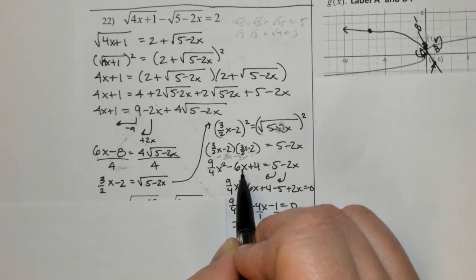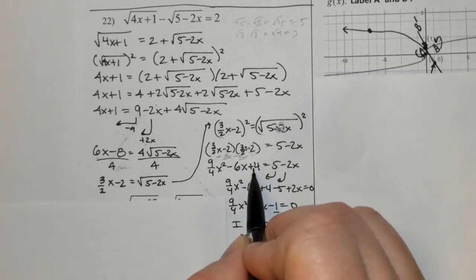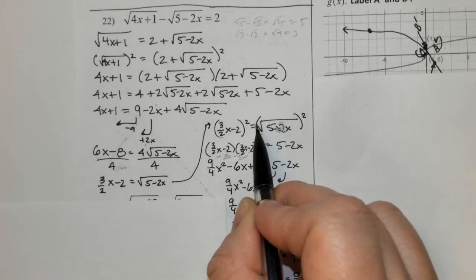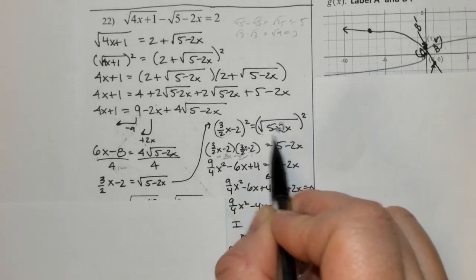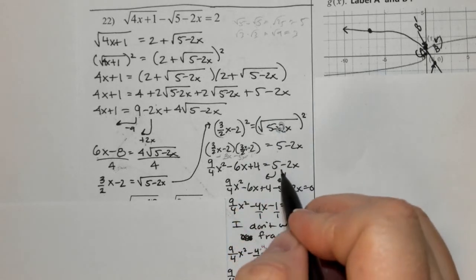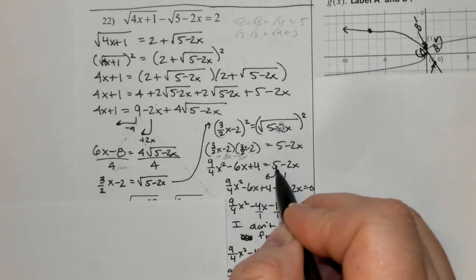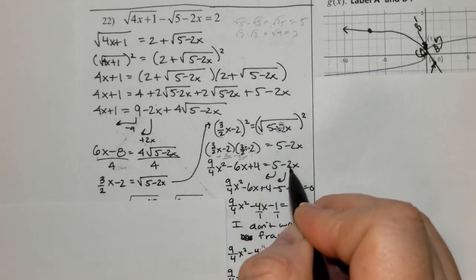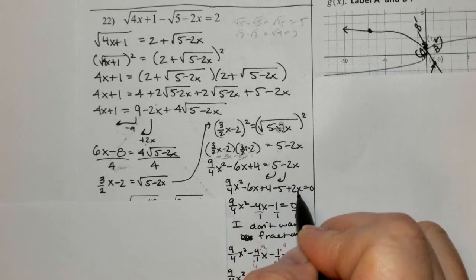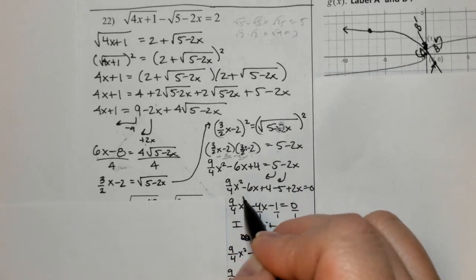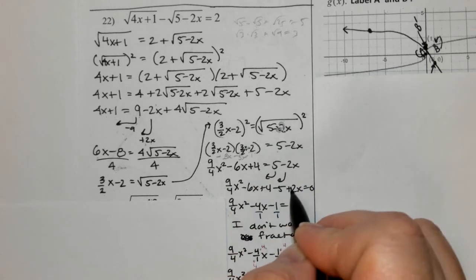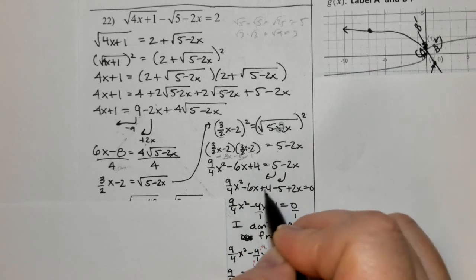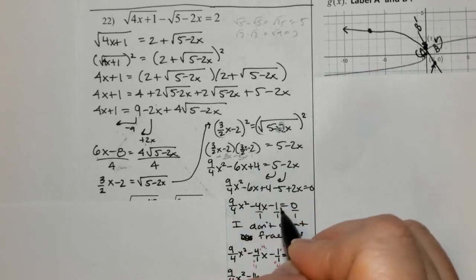We're just about done with the hardest part. Negative 2 times negative 2 is 4, and I bring down the right. Again, when I simplify, I could just bring down the inside. Now let's move everything to the left. It was a positive 5, it becomes a negative 5. It was a negative 2x, it becomes a positive. And then I combine like terms. Negative 6 and positive 2, positive 4 and negative 1.